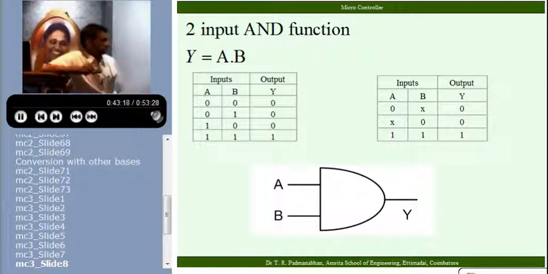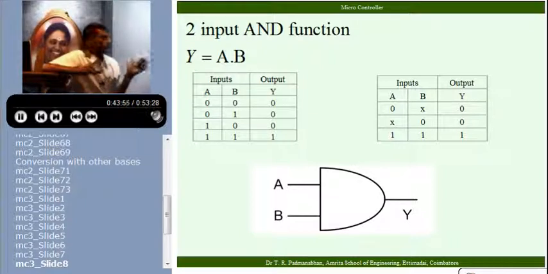Now, this is a truth table of the AND function. This is a concise form of the truth table. Here what I mean is, when A is 1, B is 1, output is 1. That is the same as this line. Here, this shows that when B is 0, whatever be the value of X, A, output is 0. That's what the X implies. It's called a don't care case. I don't care what the value of A is. If B is 0, output is 0.